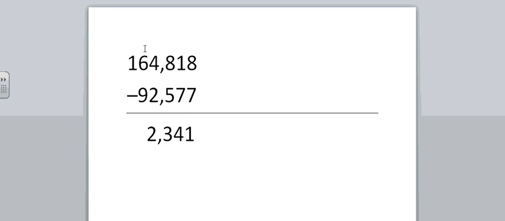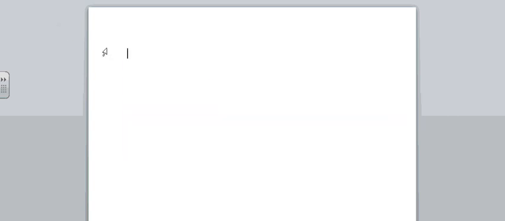6 minus 9 I can't do, so this becomes a 16. Borrowed from my 1, which ends up just being what it was before. So 16 minus 9 is 7. So my answer to this one, if I line everything up and I subtract it down and borrow correctly, should be 72,341, or answer choice B. Next one, moving right along.